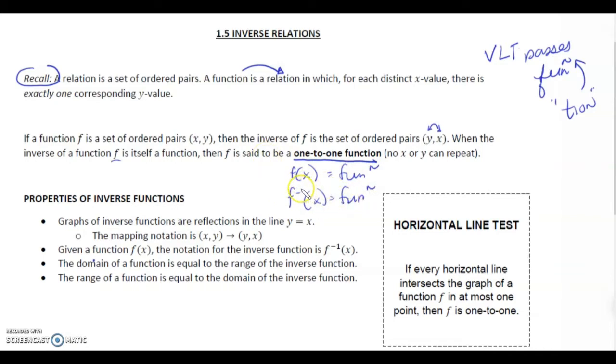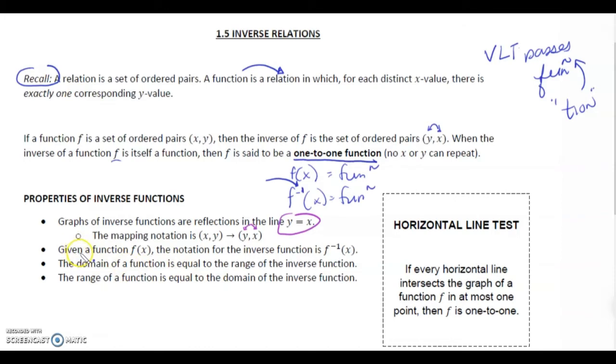Okay, and while I write this out, I'm going to recall this notation right here. This is not an exponent negative 1. This is the notation for inverse. So let's just talk about properties of inverse functions. Graphs of inverse functions are reflections in the y equals x line. The mapping notation (x, y) to (y, x) is what we're going to be focusing on today when we're graphing. All you do is you take the x and the y and you interchange them. You just flip them.